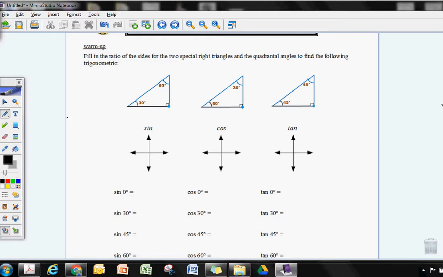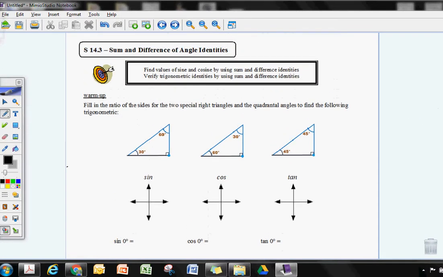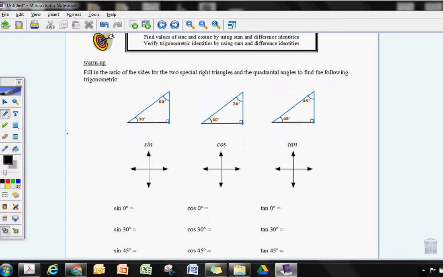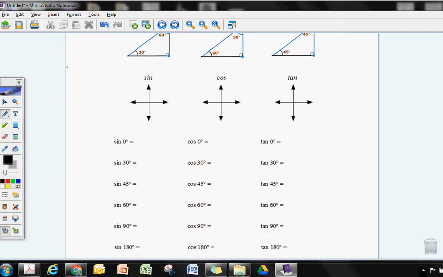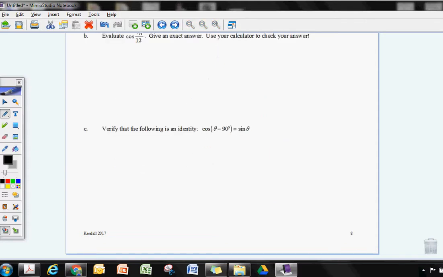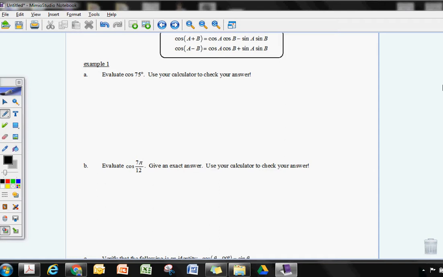Today we are going to have about 15-20 minutes left to go over our notes. So this warm-up was just to get you guys thinking about your 30, 60, 90s and your 45, 45, 90s. We're going to use them on the other page. So take your time, fill those out, and you guys can check that on your stuff. So now, on to the next page.